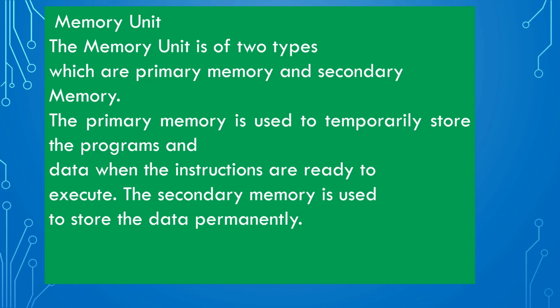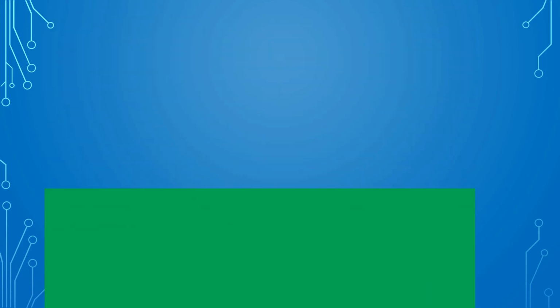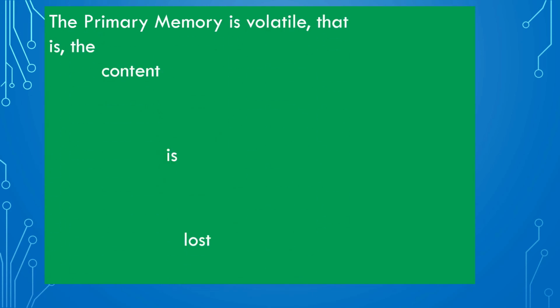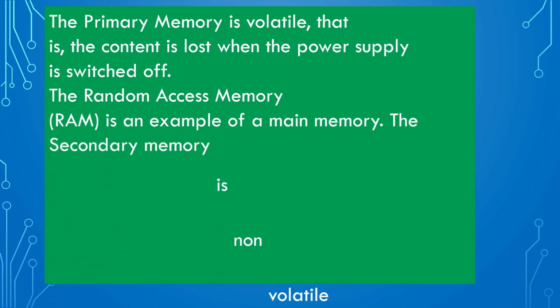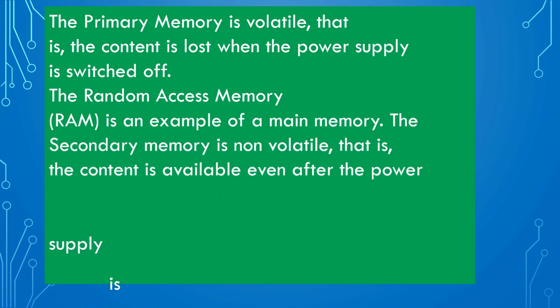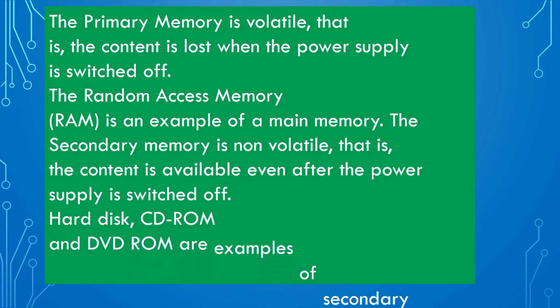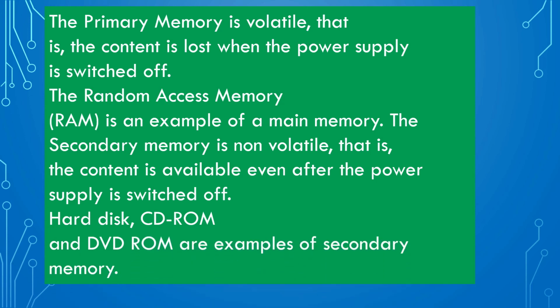So what is primary memory? Primary memory is volatile. What is volatile? It means it maintains the stored information only when power is on, but when the power is off, the stored data is lost. So it is known as volatile. An example of primary memory is RAM. RAM is volatile memory.